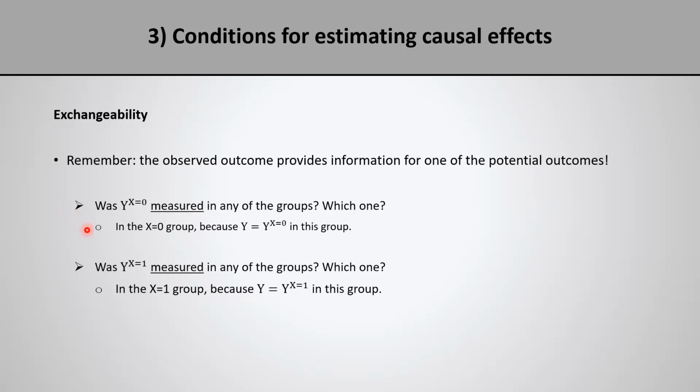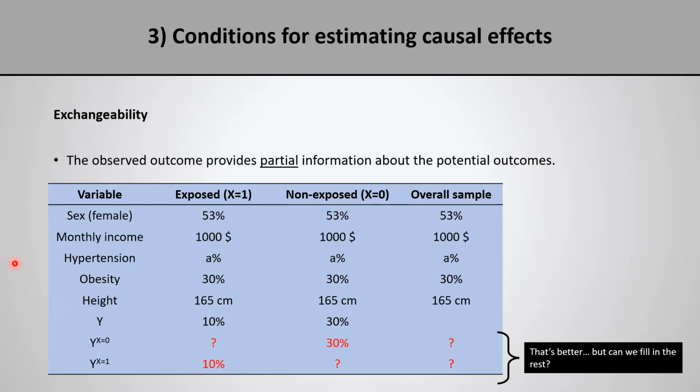Well, in a way, it was measured in the unexposed group because the observed outcome in this group equals this particular potential outcome. Similarly, if we ask, was the potential outcome under exposure measured in one of the groups, we could say that it was measured in the exposed group because the observed outcome equals the potential outcome under exposure in this particular group. So let us use the rationale we just discussed to try to fill in some of the question marks in the table.